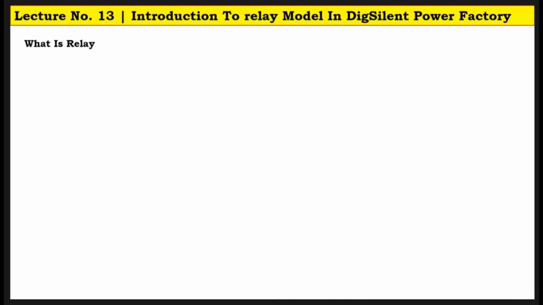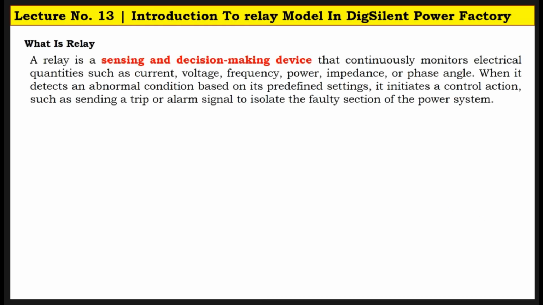What is a relay? A relay is the sensing and decision-making device of a protection system. The relay continuously monitors different electrical quantities in the power system, such as current, voltage, frequency, power, impedance, and phase angle. Under abnormal conditions, these quantities change, and the relay senses these changes and initiates a control action such as sending a trip command or alarm command to isolate the faulty section.